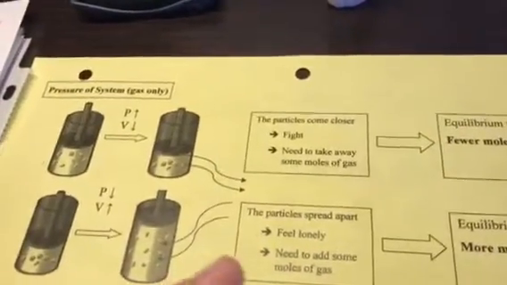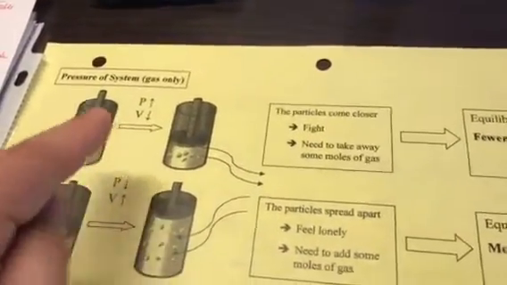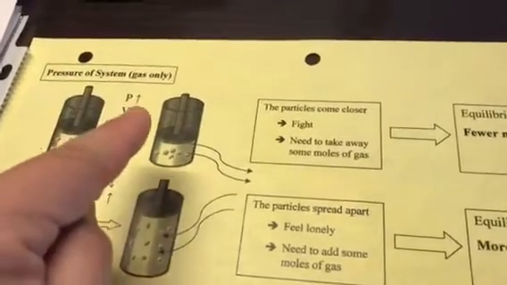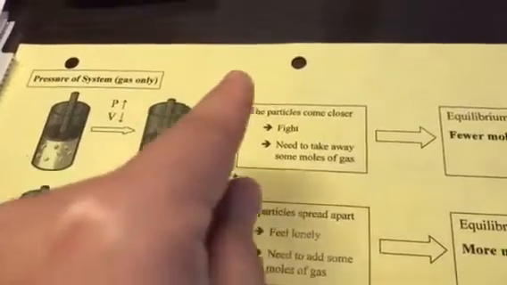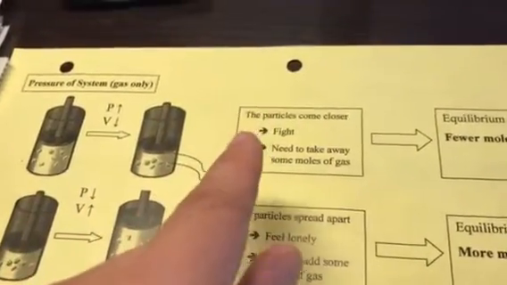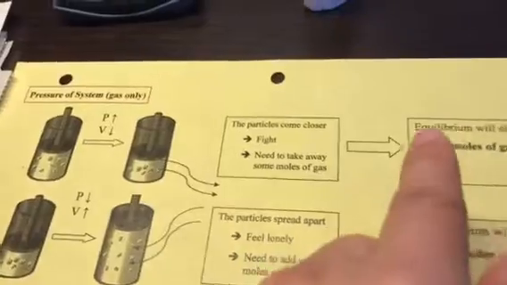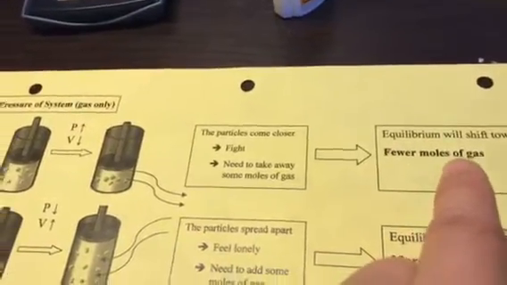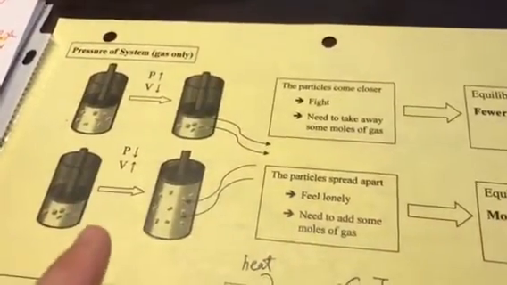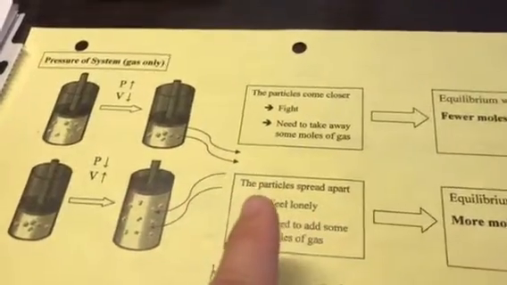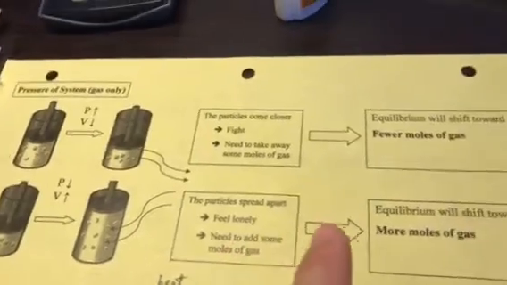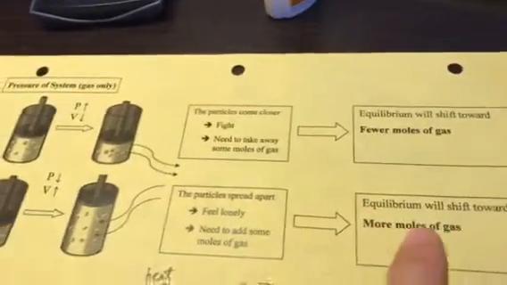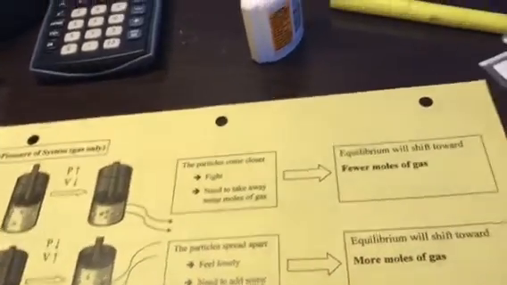Let me go through the story again. When pressure goes up, volume goes down. Volume goes down, you guys come closer, you fight. I need to take some molecules out, so you will prefer fewer moles of gas. Then when pressure goes down, volume goes up, you spread apart, you feel lonely. I need to add more molecules to make friends, so the equilibrium will shift to more moles of gas.